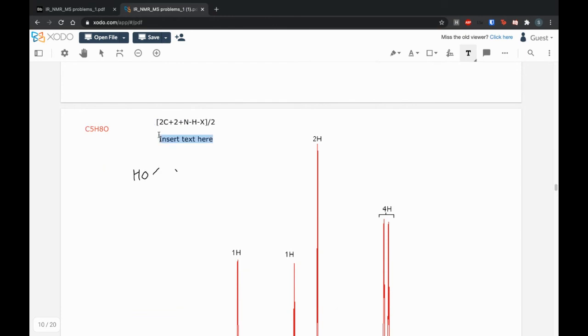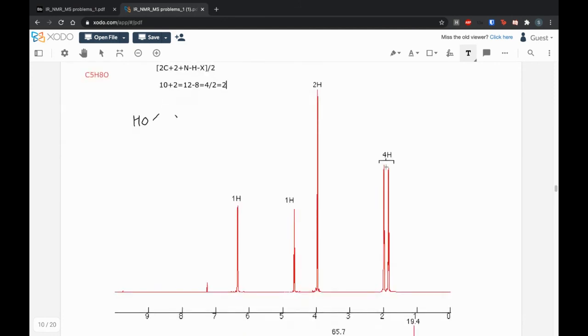Okay. So 10 plus 2 plus 2 equals 12. And then I don't have nitrogens, I don't have halogens, so minus 8 gives me 4. Divided by 2 gives me 2. So there's 2 degrees of unsaturation. One of them has to be the ring, and the other one is potentially just a regular old double bond. And that's probably what this is, because it looks like these are actually connected, and it's not a result of symmetry.